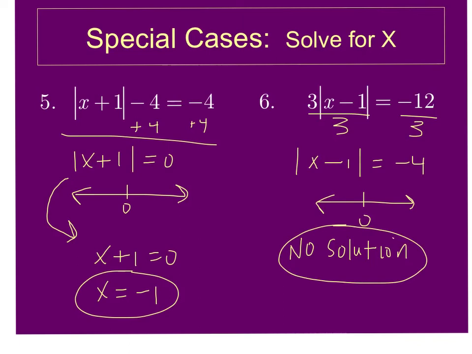So two things you're watching out for. If the absolute value equals 0, you'll only end up with one solution. And if the absolute value equals a negative number, we're going to end up with no solution.